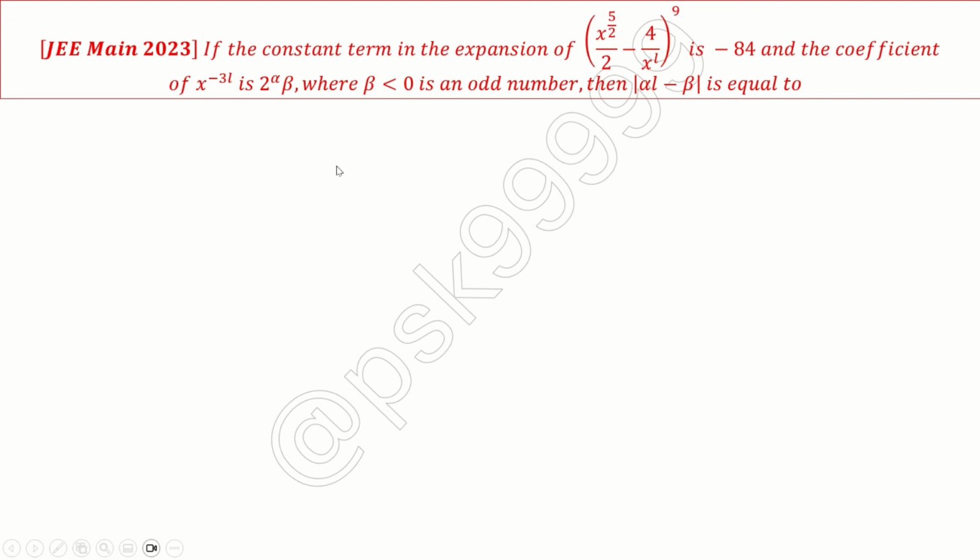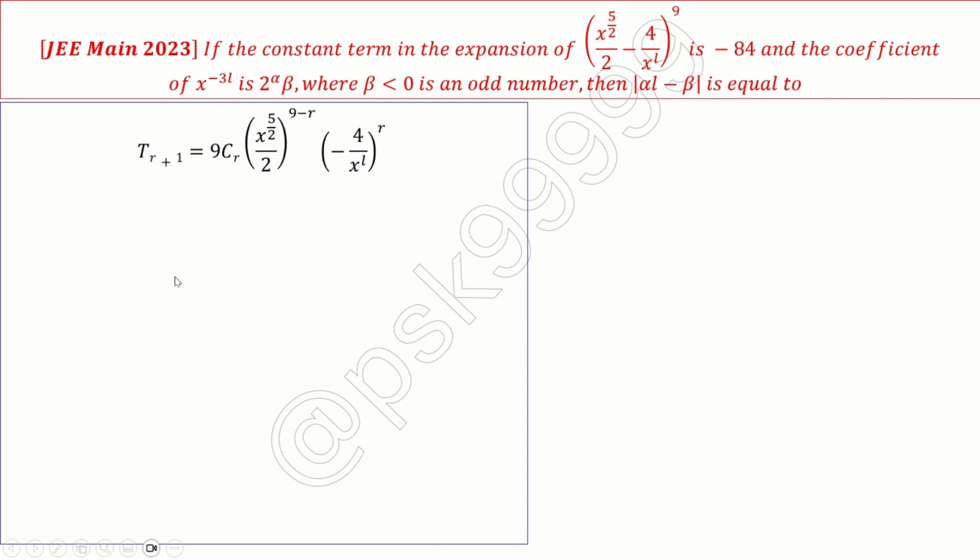Okay, so basically we need to find out the constant term. From that you will get the L value, which is 84, given. Now the quotient of x to the power of minus 3L, because we got the L value, is nothing but 2 alpha beta. Once you know this, from this expression you will get the alpha beta values, then substitute here, that's all. Okay, so let's do it.